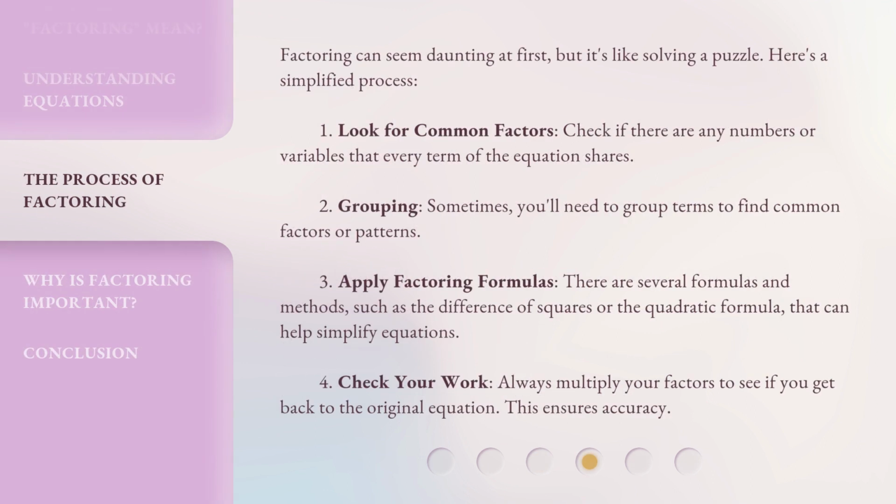Factoring can seem daunting at first, but it's like solving a puzzle. Here's a simplified process. 1. Look for common factors. Check if there are any numbers or variables that every term of the equation shares. 2. Grouping. Sometimes, you'll need to group terms to find common factors or patterns. 3. Apply factoring formulas. There are several formulas and methods, such as the difference of squares or the quadratic formula, that can help simplify equations. 4. Check your work. Always multiply your factors to see if you get back to the original equation. This ensures accuracy.